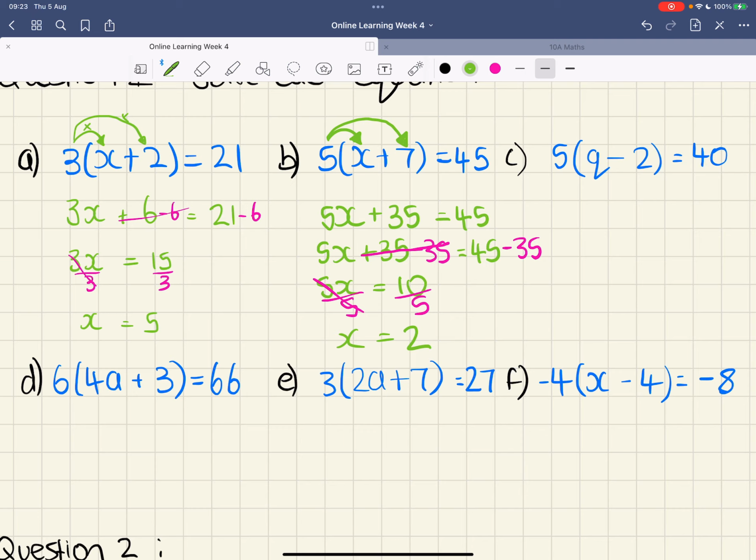So the idea is that you just expand the brackets and then you rearrange to solve just like you did in last lesson.